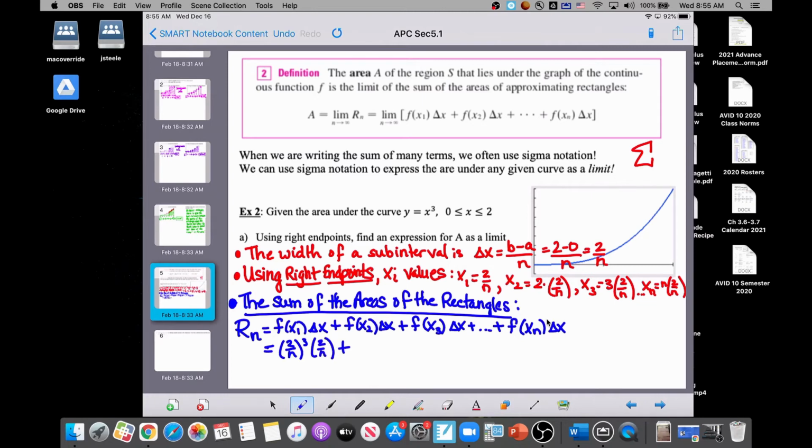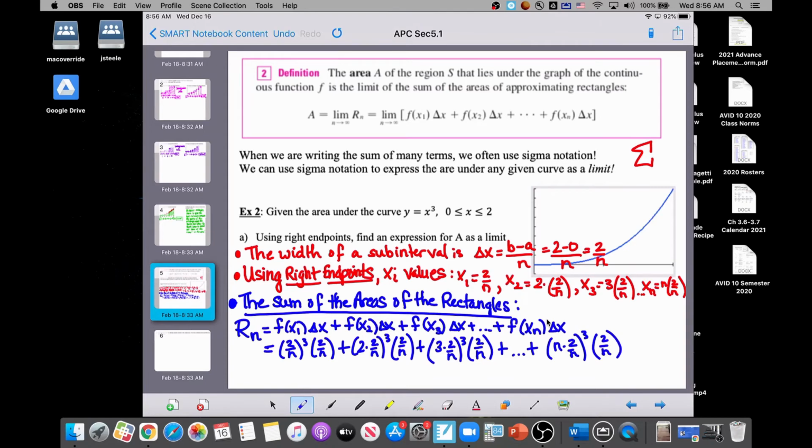Okay, our second rectangle is going to be the height, which is 2 times (2 over n) cubed, times our base, which is 2 over n. Our third rectangle is going to be our height, which is 3 times (2 over n) cubed, times our base, which is 2 over n. And then finally, our nth rectangle height is going to be n times (2 over n) cubed times 2 over n.